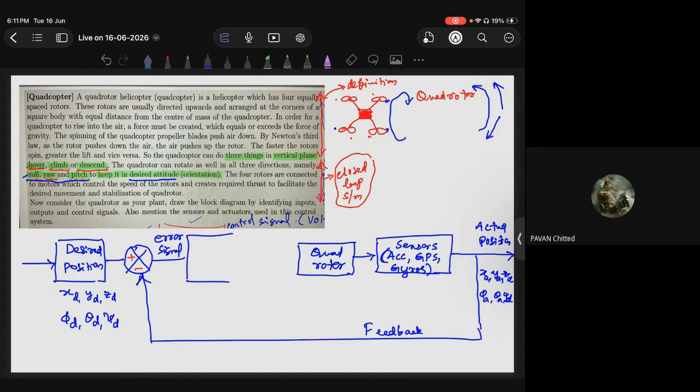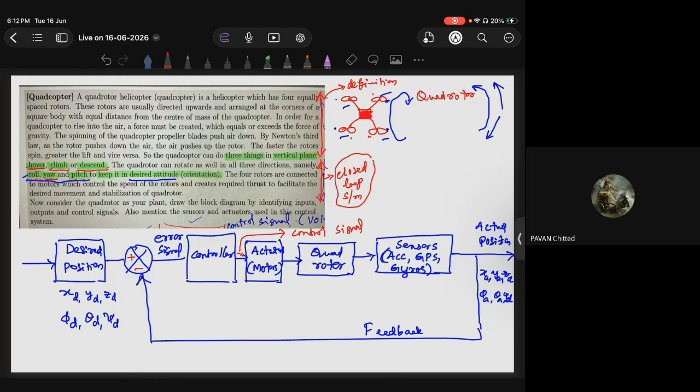Then we'll have the controller. This controller will use this error signal. Then it will guide the actuators. What are actuators here? The actuators are nothing but the motors, 4 motors which are connected with these 4 propellers. Then that will be given to the quadrotor. Basically, this part which goes from the controller to the actuator, we call it the control signal. So this is the structure.